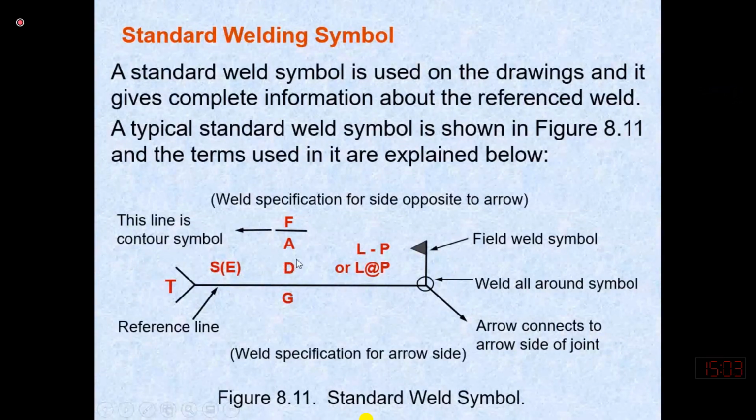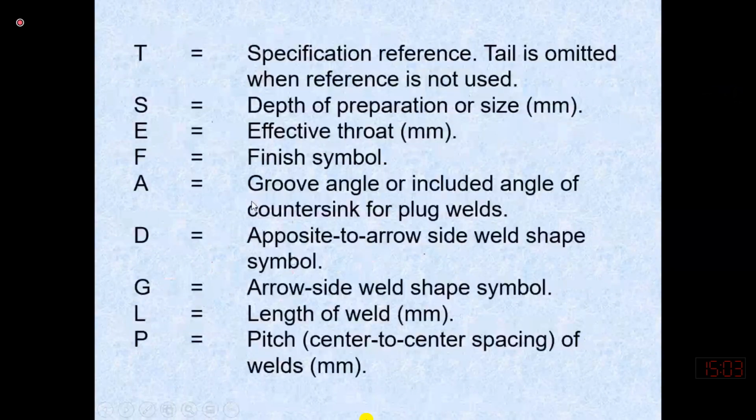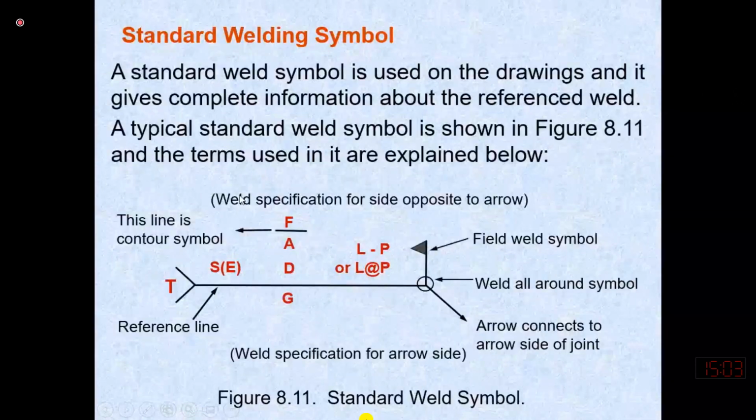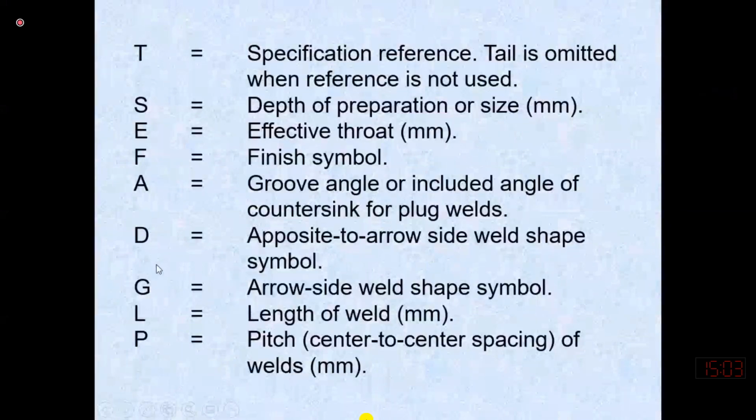So I will explain from here. And further, T is the specification for the tail, S is the depth of preparation of the weld size. Sometimes we do not show the E, the effective throat, we just show the S value. F is the finishing symbol. Sometimes we show this symbol, sometimes we do not. A straight line is a fillet weld with straight contour. It may be convex or concave. So you can read out this symbol here, but I would directly like to explain from here.